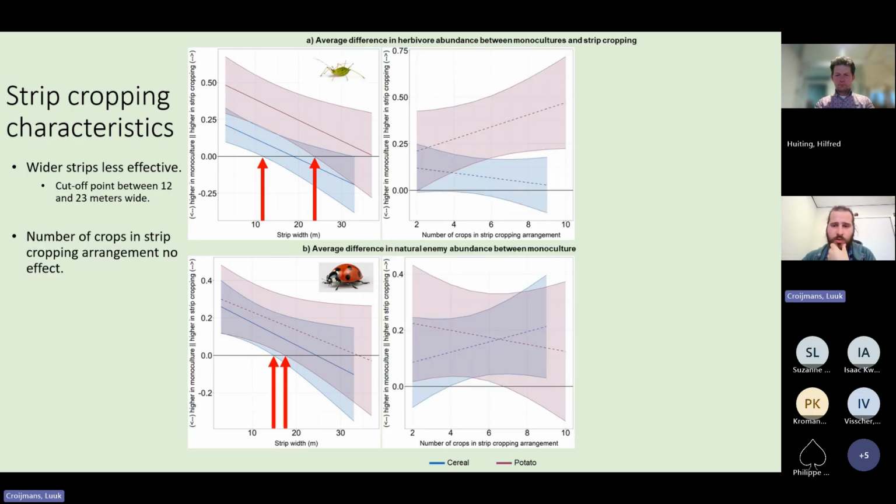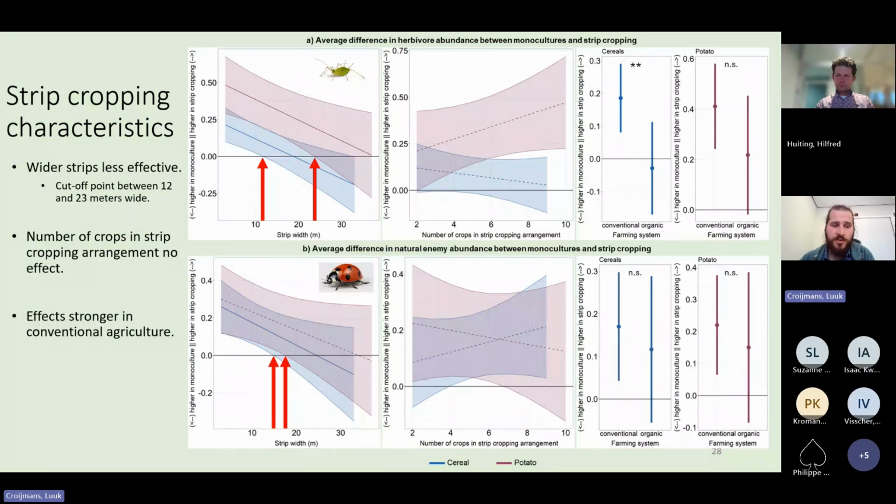We also looked at crop diversity, so how many crops did farmers put in their strip crop arrangement, and there we didn't find an effect, so it didn't really matter how many crops were there. And we also looked at the difference between conventional and organic agriculture, and there we generally see that in conventional agriculture the patterns are stronger. So in conventional agriculture you see a stronger effect of strip cropping on both the herbivorous insects and the natural enemies.